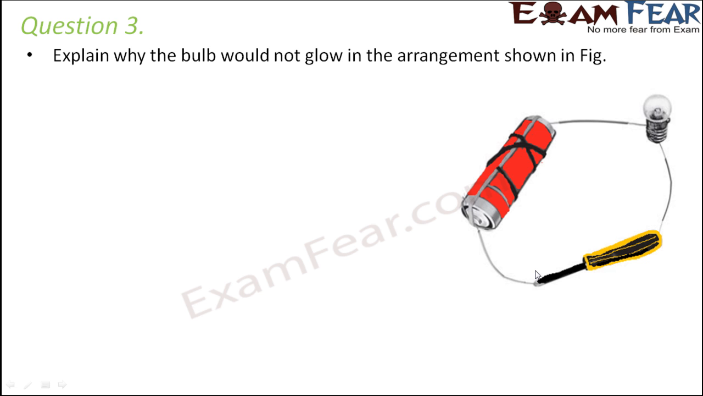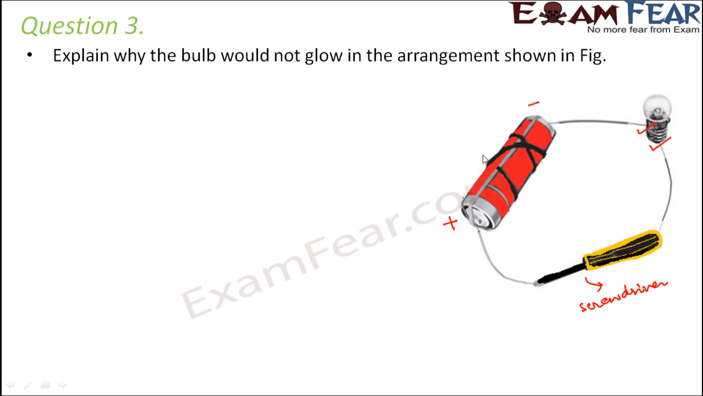Question number 3. Explain why the bulb would not glow in the arrangement shown in the figure. So here you have a battery, okay. So this is the positive terminal of the battery, this is the negative terminal of the battery, and this battery is connected to the bulb. So this is connected to two different terminals of the bulb, which is correct. This is one terminal, this is another terminal, and then there is another substance which is there in the circuit, and this substance is what? It is nothing but a screwdriver.